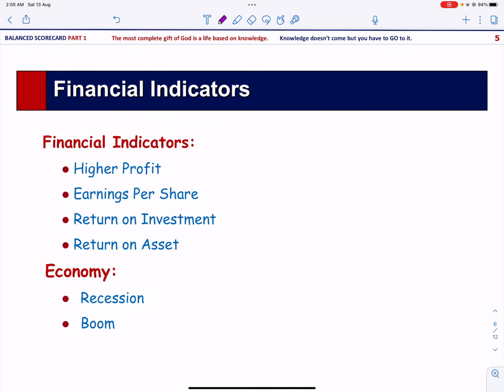Companies are now using a new tool to measure the performance of the company called balanced scorecard, where we not only use the financial indicators to measure the performance but other indicators too. This does not mean that financial indicators are not important. They are definitely important, but they are not the only ones.